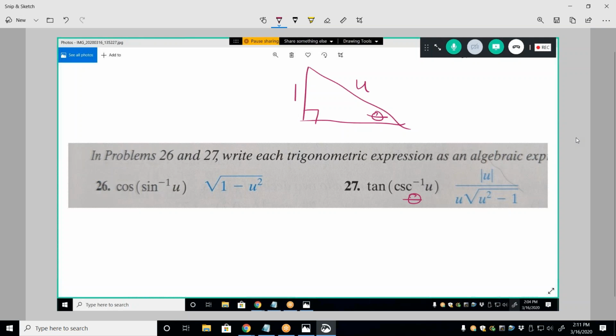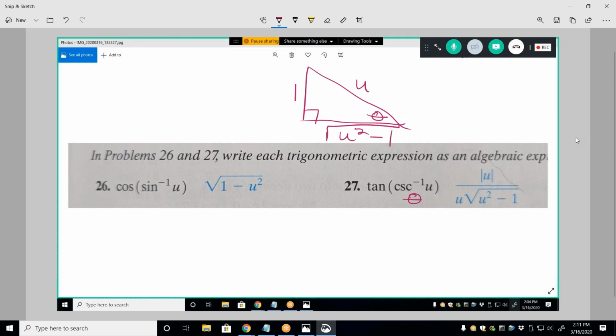We still have the third side. The third side. Go ahead. It would be the square root of u squared minus 1. Now, how do they get that answer? There's something special going on there.